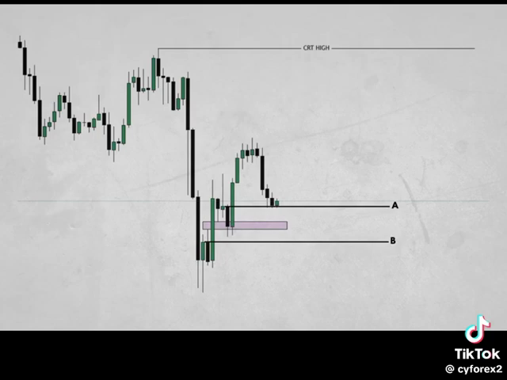All right, your time is up. The best area to buy from is point A. Did you get it right? Let me know in the comments. Now let's analyze it so you can see exactly why point A was the best choice.